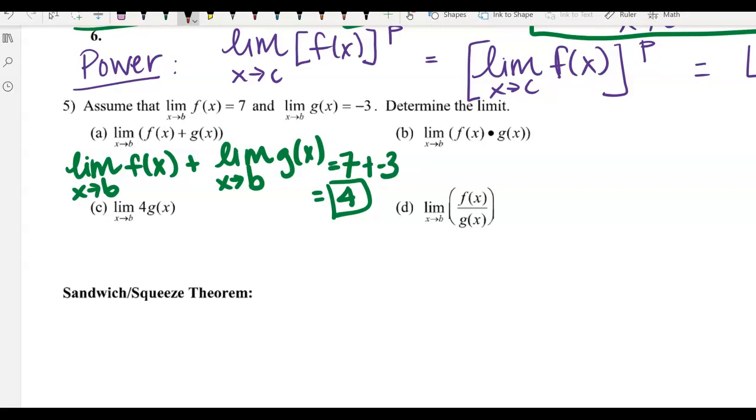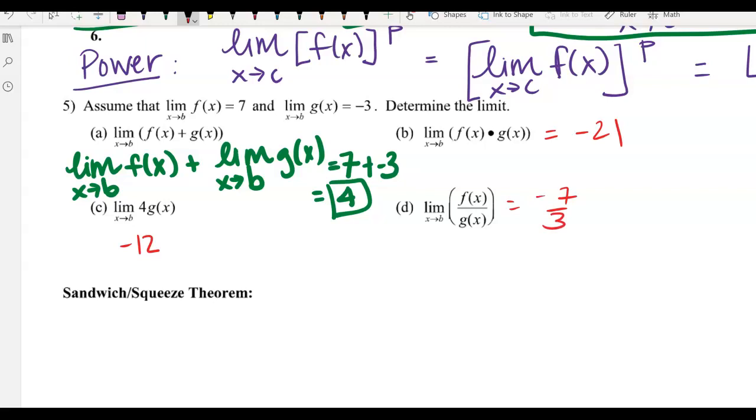All right, Drew, what's your answer to B? -21. Parker, do you agree with Drew? Yes. All right, Parker, what's your answer to C? -12. Melanie, do you agree with Parker? Yes. What's your final answer to D? -7/3. You guys all confirm?